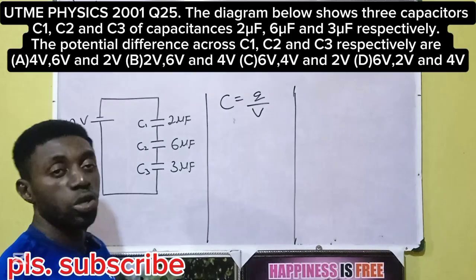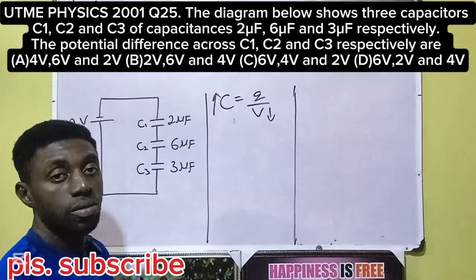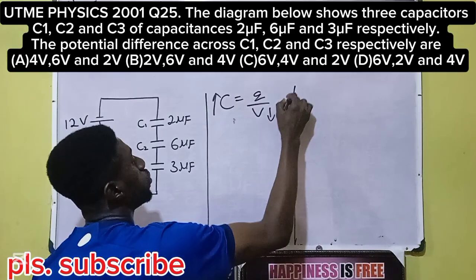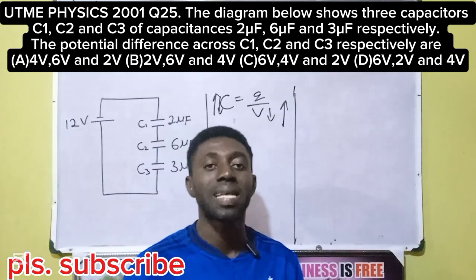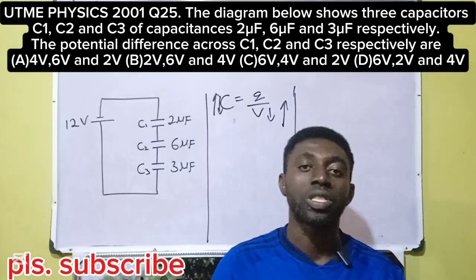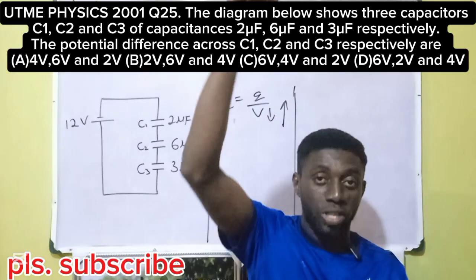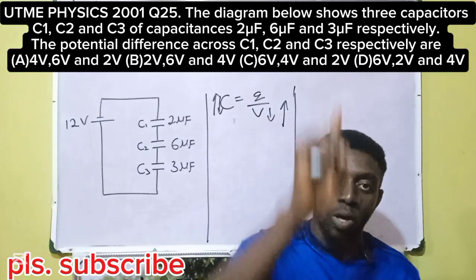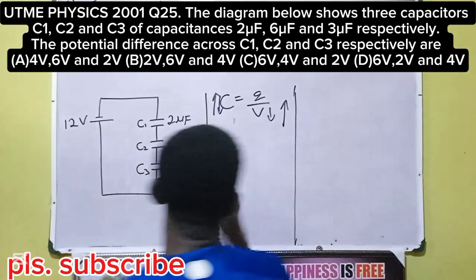You can see from the equation that the higher the capacitance, the lower the voltage, whereas the higher the voltage, the lower the capacitance. The capacitance of a capacitor and voltage are inversely proportional. When capacitance is going up, the voltage is going down. When voltage goes up, capacitance of a capacitor goes down. Inverse proportion. Okay, that's what we've stated there.